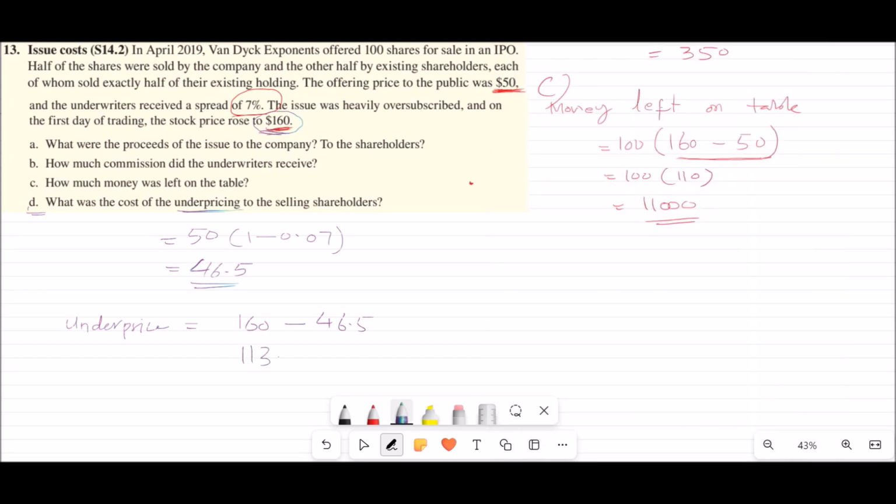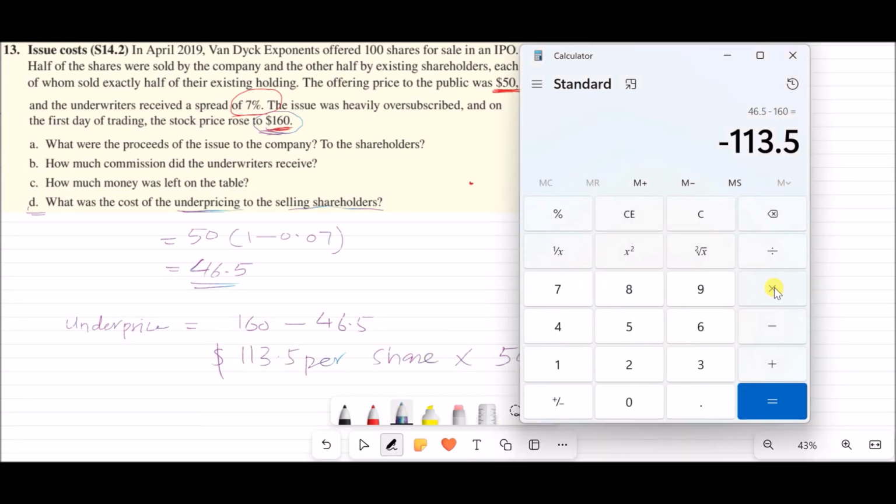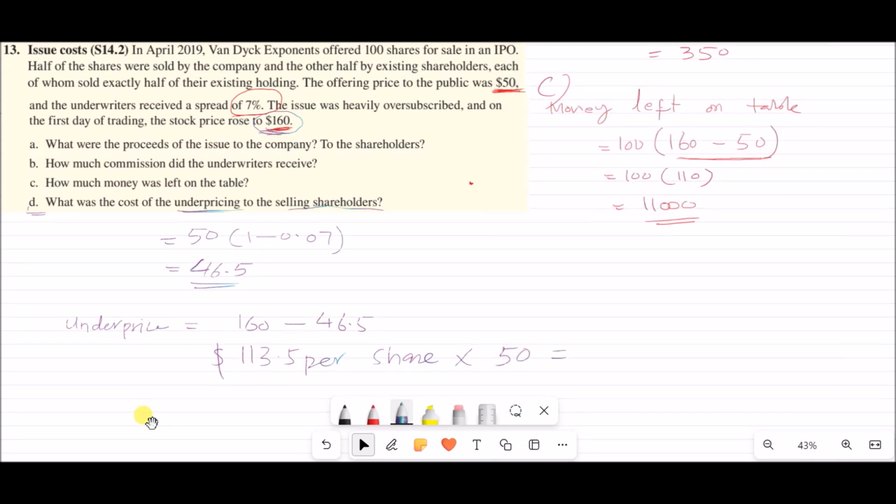So this will be $113.5 per share. If we want to calculate it for 50 shares, right? Because they are asking underpricing for the shareholders. So shareholders sold only 50 shares, then it will be 5,675. So this is the cost of underpricing to the shareholders, and the cost of underpricing to the company will be the same because the company has sold the same number of shares and at the same price.